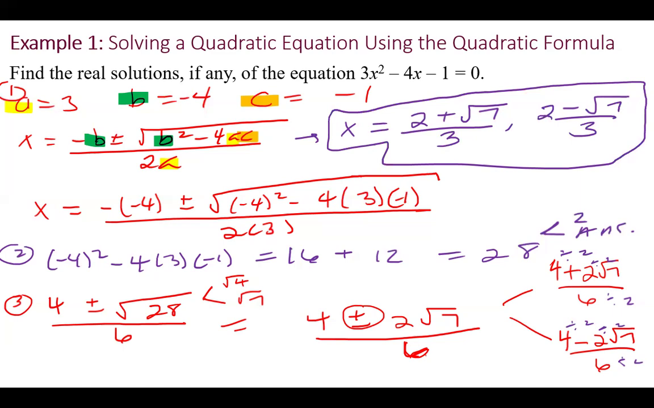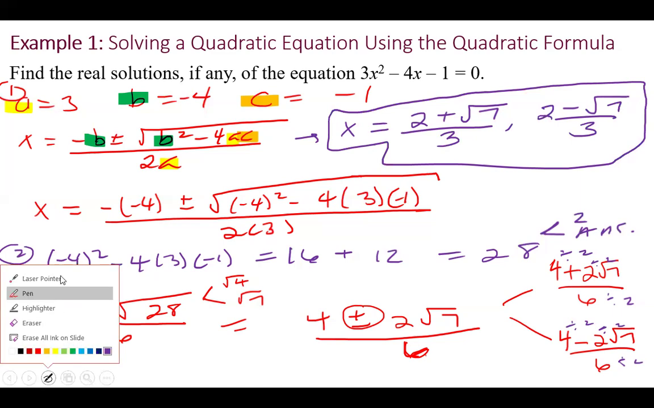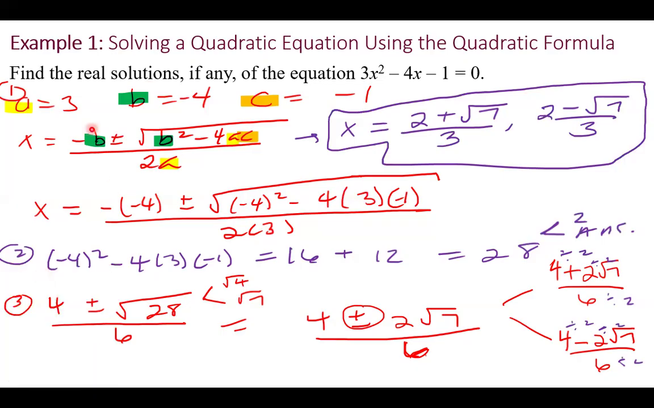Okay, so a lot of math took place here. Let's recap what we did. First, we identified our variables, right? Our coefficients and our constant. We plugged them in. Second, we did our discriminant. Once we figured out our discriminant, we figured out that it's positive. And so therefore we should have 2 real answers. Got it? Then we plugged our discriminant back in and we simplified it.